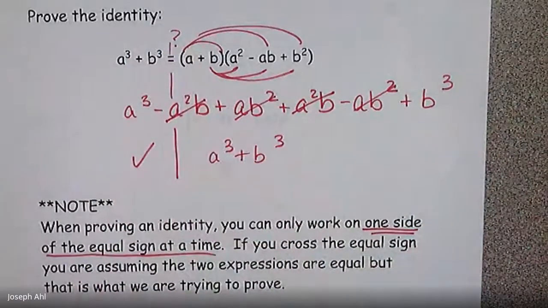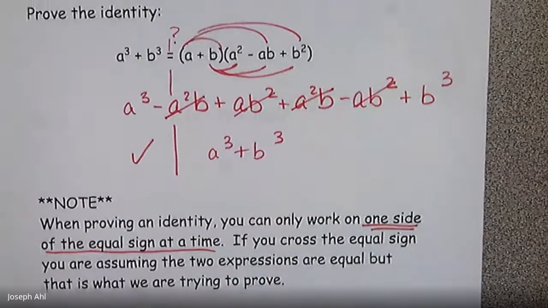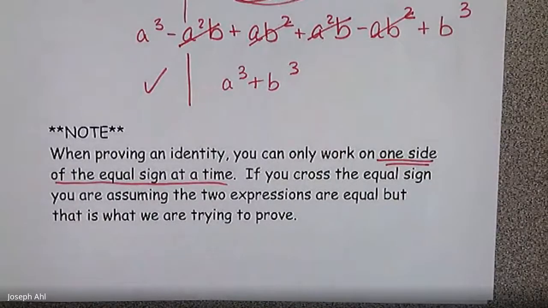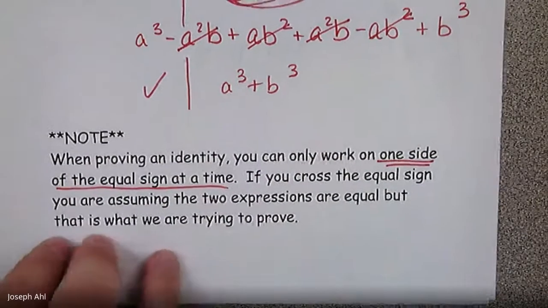I know when we solve equations, we can cross that wall and do things like that. But be careful that when you prove identities are true, you kind of just work down one side only. Okay, and it's typically pretty obvious to see which side we should try and simplify. So that was just a quick note about that.